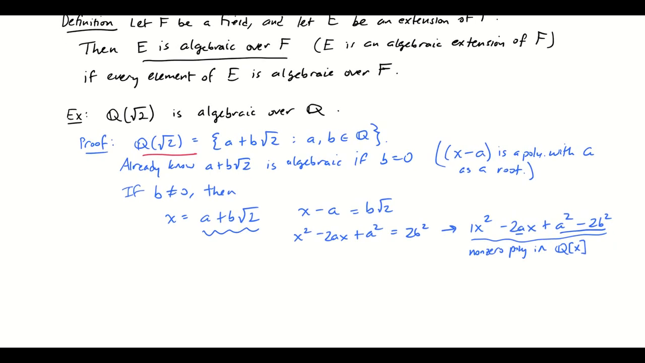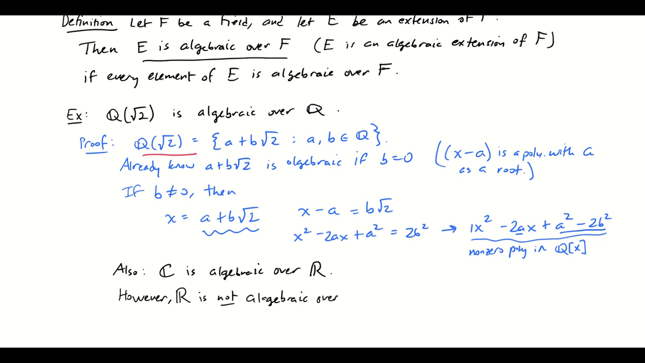You could use a similar technique, for example, to show that the field of complex numbers is algebraic, but not over the rationals, over the reals. I'll leave you to prove that one yourself. Okay, however, the field of real numbers is not algebraic over the field of rationals. And we're not going to prove that in this video, but the proof is something you could do. You just have to show that there exist real numbers which are not solutions of polynomial equations in Q. Okay, so that's the idea of an algebraic extension.